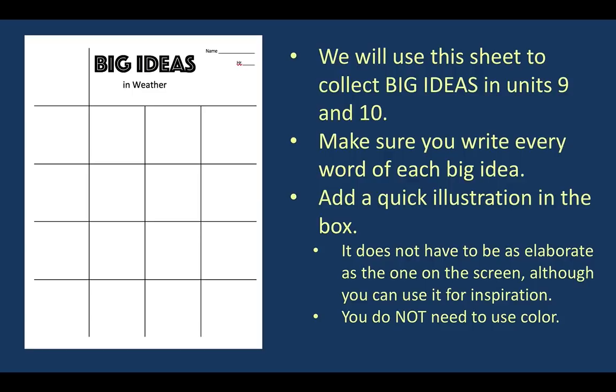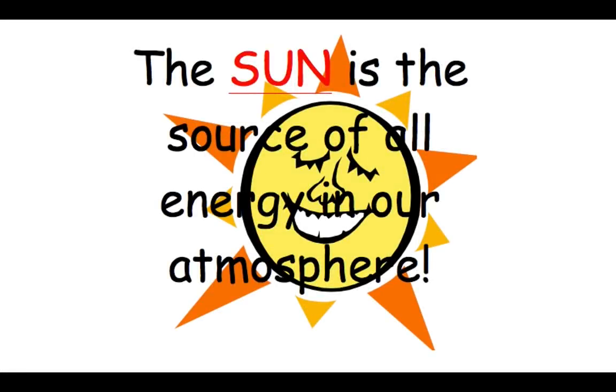Okay, so as we're going to get started here, please first of all make sure you have your first and last name on the blank on the sheet. And we are going to use this first box way up in the upper left-hand corner for our first big idea. All right. So the first big idea is an overarching one, and that is that the sun is the source of all energy in our atmosphere. So make sure you write all the words and again do a little visual to help illustrate that.